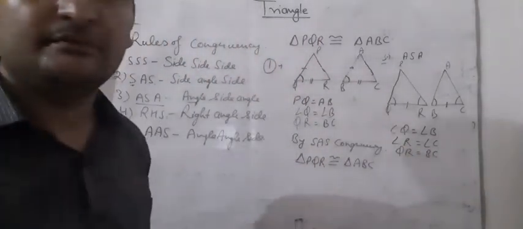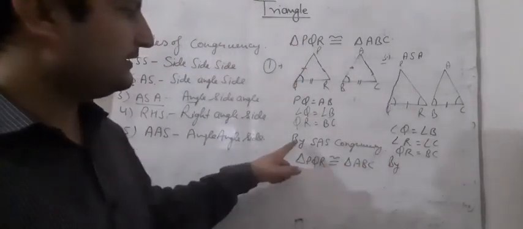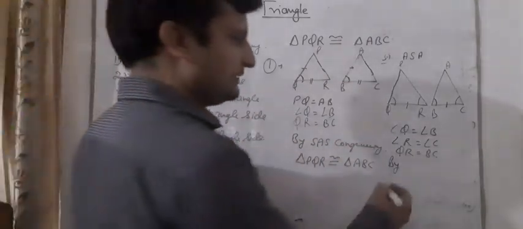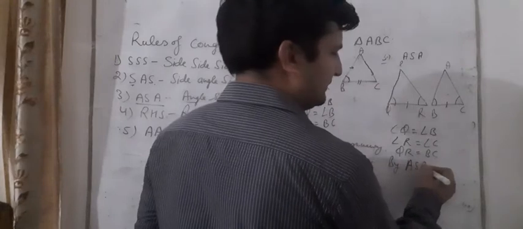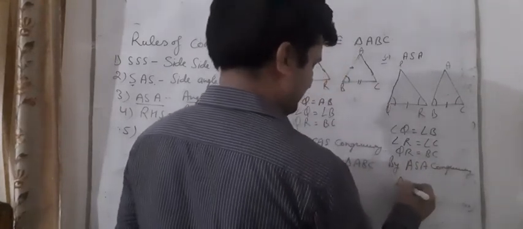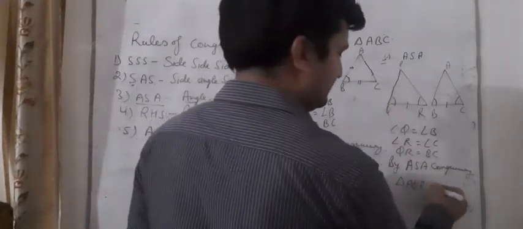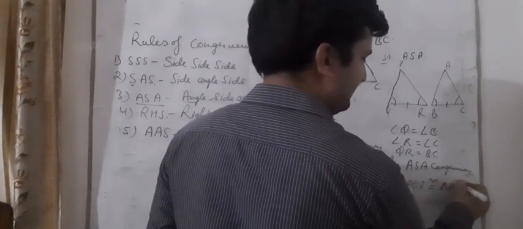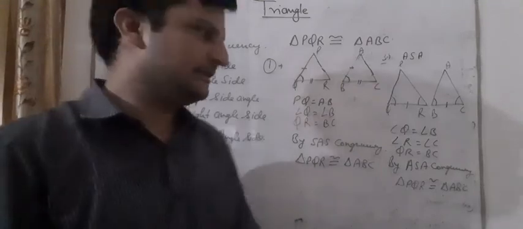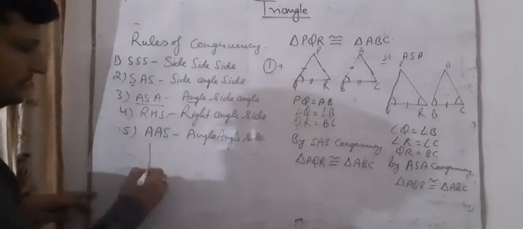So again, by which property will we write? We had to write this line again and again by SAS congruency. If we are using ASA, you can write by ASA congruency that triangle PQR is congruent to triangle ABC. These two triangles, students, are congruent to each other. Similarly, now the next one is RHS. In RHS, again, students, take two triangles.